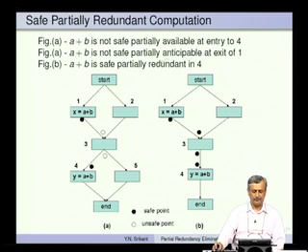it is not safe partially anticipable either. And in figure B, A plus B is safe partially redundant in 4. So, this computation is safe partially redundant. So, it is locally anticipable. So, it is computed locally and safe partially available along this path. So, it is safe partially redundant.